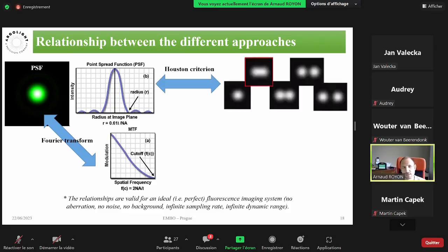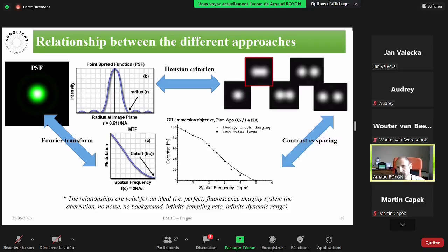You can relate the one-point approach, the single-point approach, and the two-point approach if you consider two-point objects that are separated by a distance equivalent to the full width at half maximum of the point spread function. And if you have access to several samples having key points that are spaced by different spacings, then you can reconstruct a contrast transfer function. However, this relationship is valid only for an ideal perfect fluorescence imaging system.